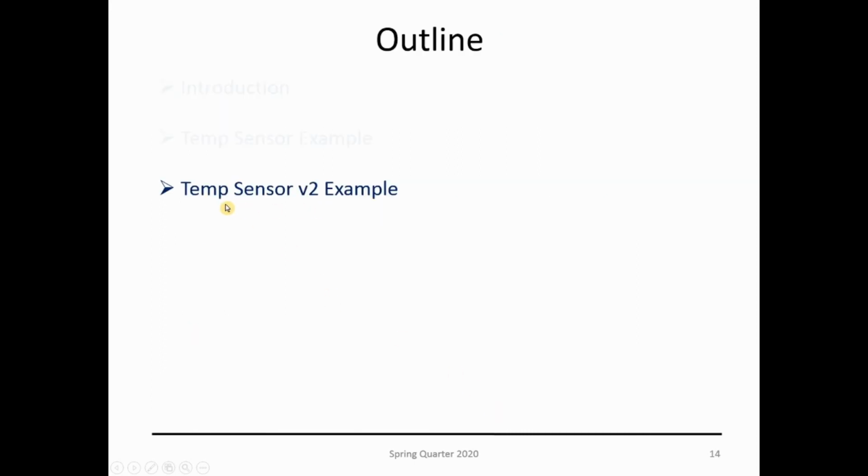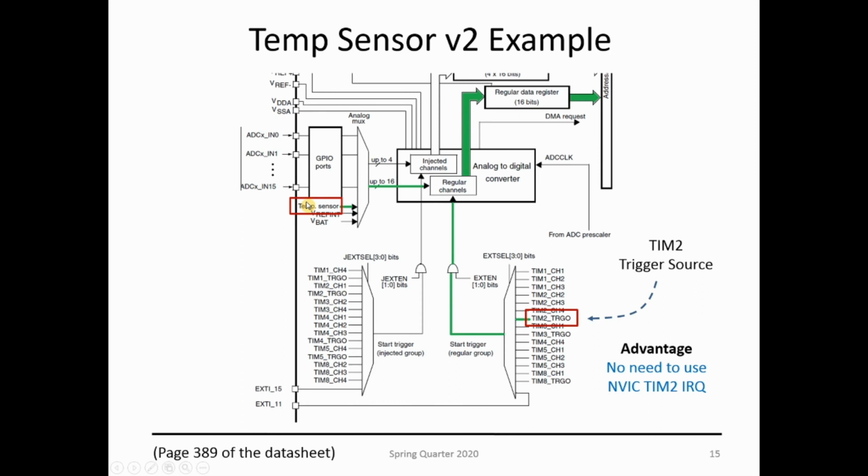Let's go over another example, temperature V2, temperature sensor version number 2. What is the difference on this one? Instead of using that timer 2 interrupt, we're going to take advantage of the trigger source ability that timers have. Timers can generate a trigger source that can be used by different peripherals, and the advantage of doing this is that I don't need to use the interrupt routines. I can tie those trigger sources to these peripherals, and that's what I'm going to do. Tie it here to timer 2 trigger source, which is going to do the sampling of your ADC.